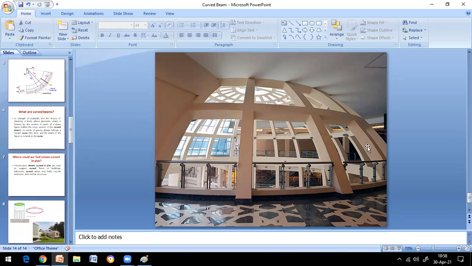Right, guys? Has everyone understood what a curved beam is? Guys, have you all understood about curved beam? Yes, sir. Any doubts till now?